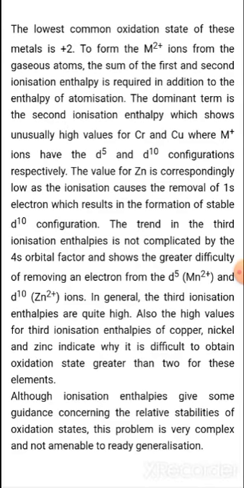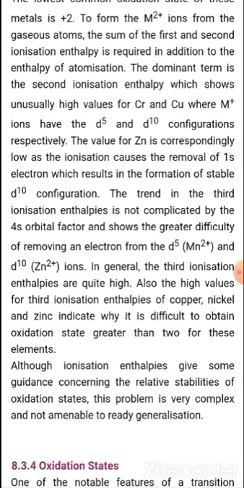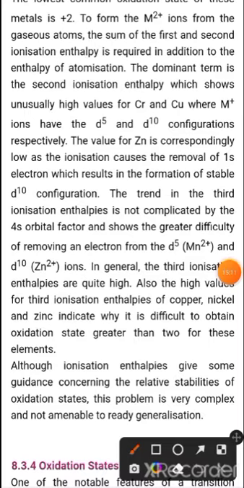Right? So the dominant term is the second ionization enthalpy, which shows unusually high values for chromium and copper, where M+ ions have d5 and d10 configuration. So obviously the second ionization enthalpy will be higher for chromium and copper, because in the second ionization state chromium has d5 configuration and copper has d10, and it is very difficult to remove electrons from the half-filled and the fully filled state. So obviously they have higher values of ionization enthalpy.